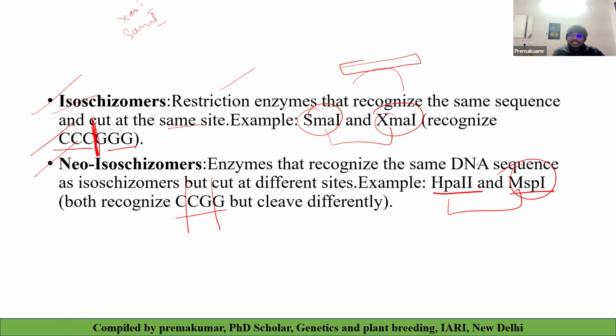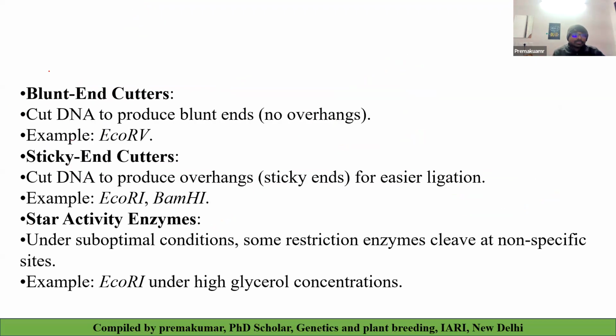They are neoschizomers. SmaI and XmaI have the same recognition sequence, but they cut at different sites within the recognition sequence. That is called neoschizomers. Then there will be a different classification: blunt end cutters and sticky end cutters. Some enzymes produce blunt ends like this.